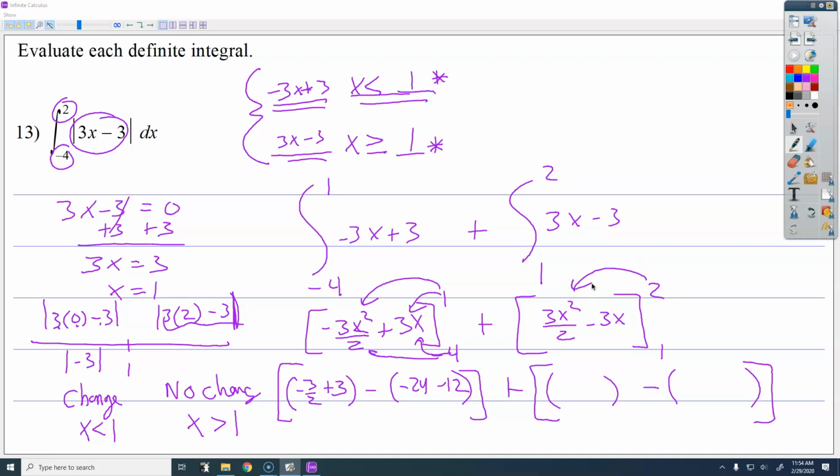We have plugging in 2. We're going to get 2 squared is 4, times 3 is 12, divided by 2 is 6. Plug it in here, minus 6. That's just going to go away. We can ignore that. Plug in 1. You can get 3 over 2. Plug in 1, minus 3. Okay.